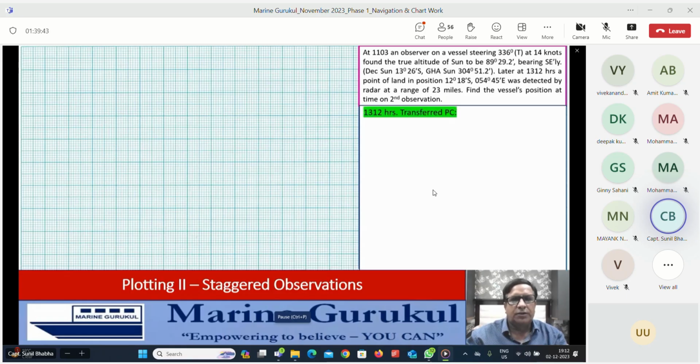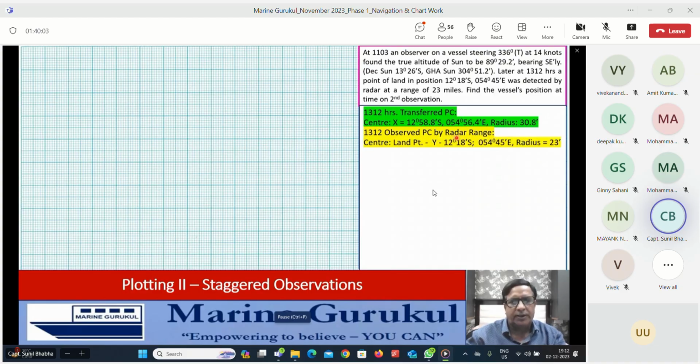So we have the 1312 transferred PC, whose center we are calling X, whose coordinates are 12 degrees 58.8 minutes south and 54 degrees 56.4 minutes east, and the radius of the PC shall be 30.8 miles or minutes. And 1312 PC, which is an observed position circle, we are calling its center Y. Coordinates of Y and radius of the PC are there on the screen.